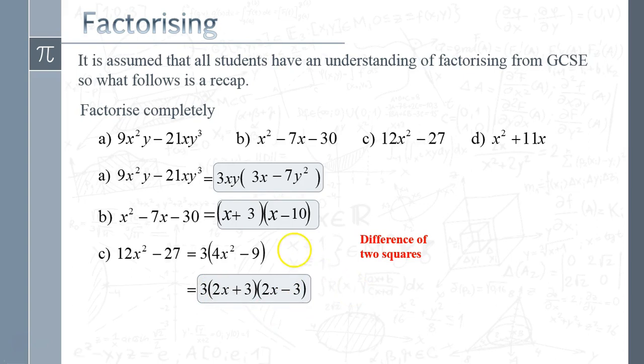Called difference of two squares because clearly this thing here, 4x squared, is a square number. It's 2x times by 2x. 9 is a square number. It's 3 times 3. And difference because we've got the minus sign in there.